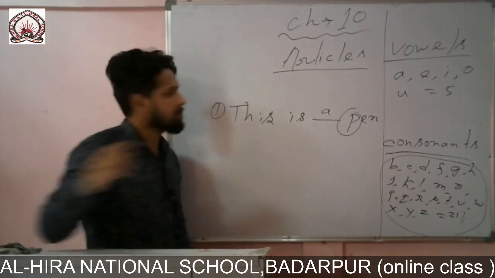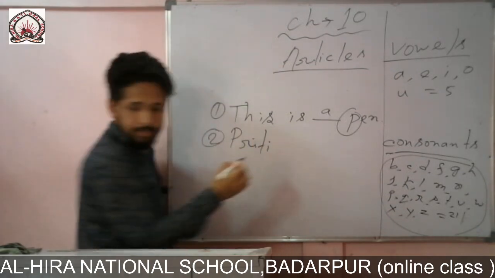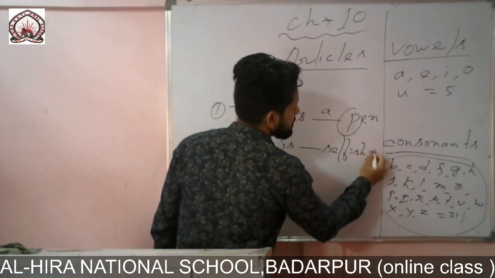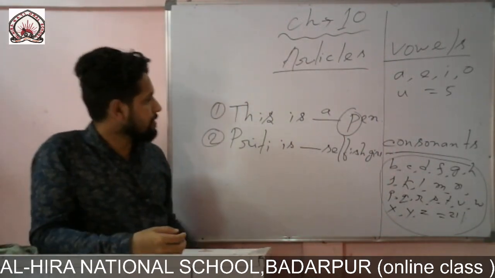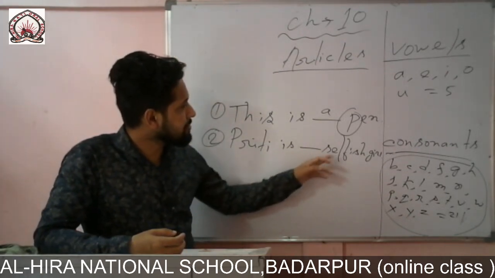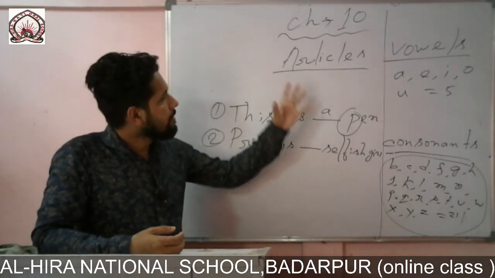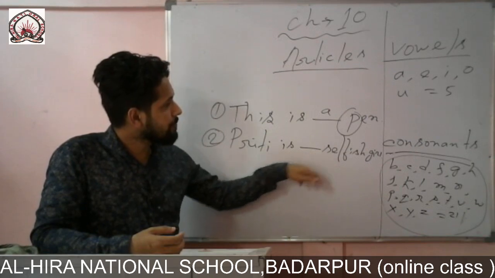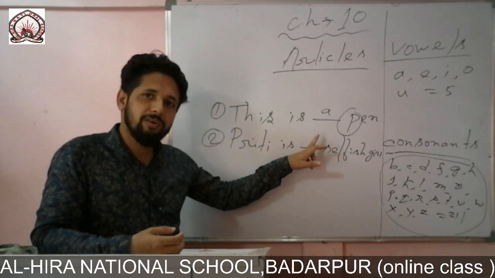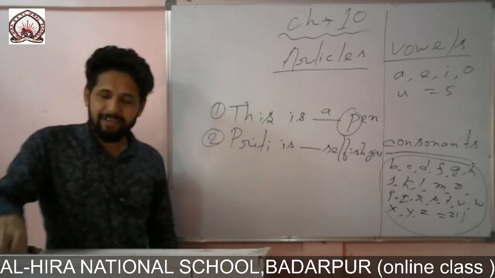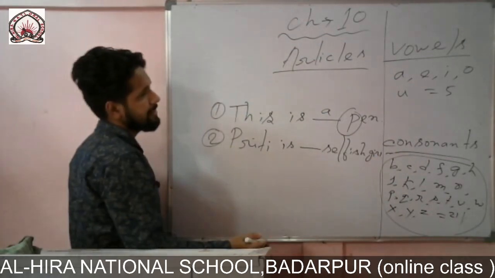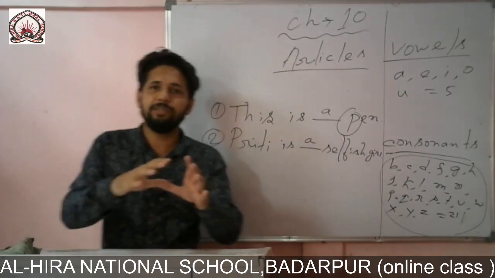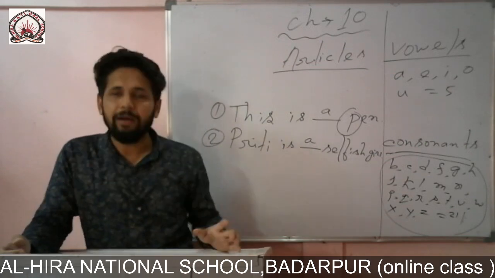Moving on to the next question. Preeti is dash selfish girl. Our formula is, we have to see whether it is a vowel or a consonant. Look at whether the letter S is a vowel or a consonant. Is it a vowel? No, not at all. It is also a consonant. So instead of writing AN, we would write here A. Preeti is a selfish girl. This is the rule of using the article A.